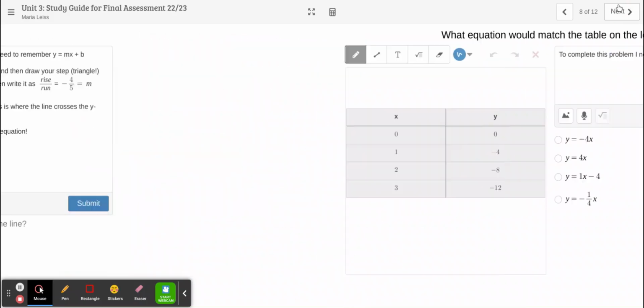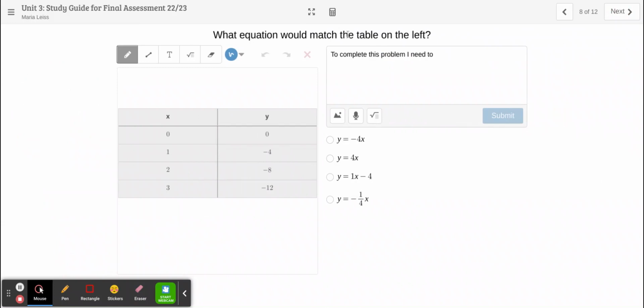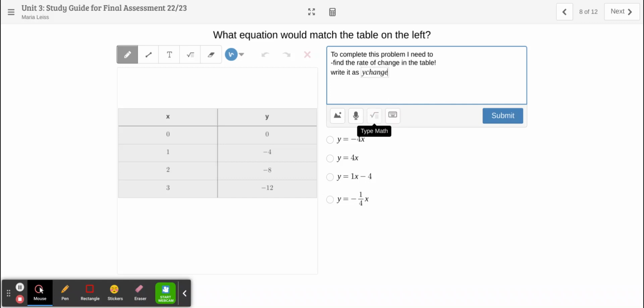Good job. All right. Another equation, and we have a table. So to complete this problem, we need to do what? Find the rate of change in the table. Okay, and remember we're going to write it as the y change over the x change.